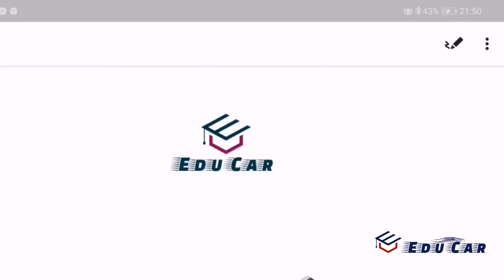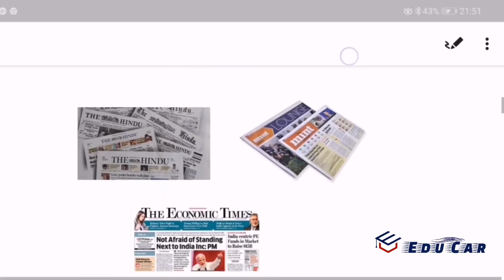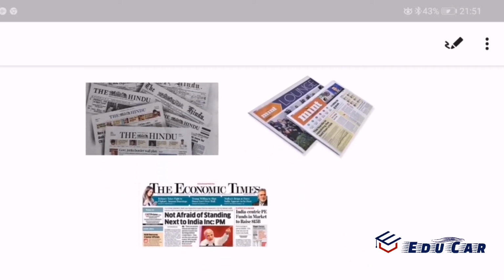Whenever it comes to competitive exam preparations, including bank exams, SSC, PSC exams, or even for a UPSC aspirant, newspaper reading is very important. The major national newspapers include The Hindu, Mint, Economic Times, etc. Today, I will be teaching you how to read a newspaper in the least possible amount of time and gain the most out of it.